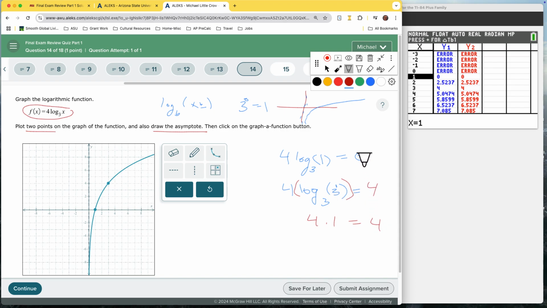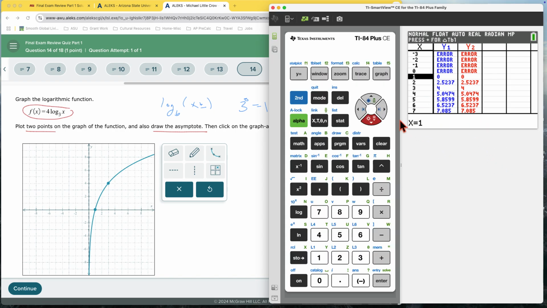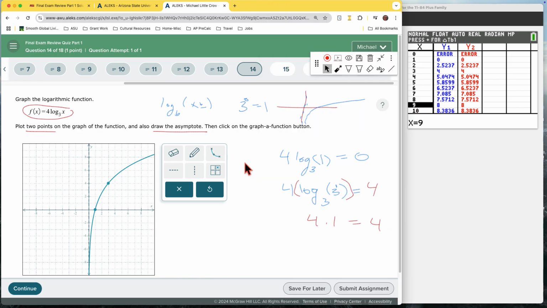So you can do this without a calculator, but again, the goal is that you learn how to use these graphing calculators. The next number that would have been nice would have been 9, because 9 is 3 squared, so it's 2 times 4, which gives you 8. That's how logarithms work. And then after that, you're looking way down. What's 3 to the third power? 27 before you get a nice number. So there's only a few that work well. Okay, so that gets us number 14.